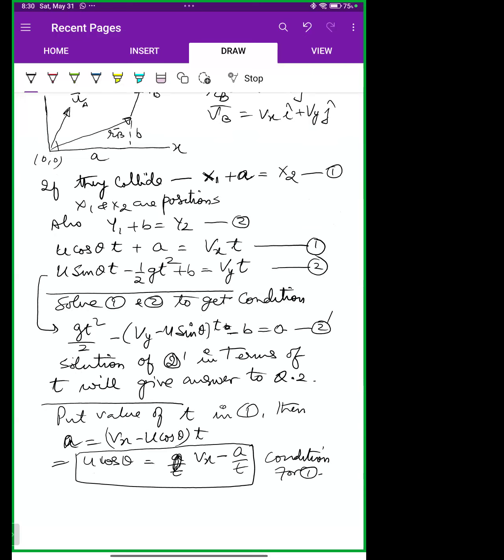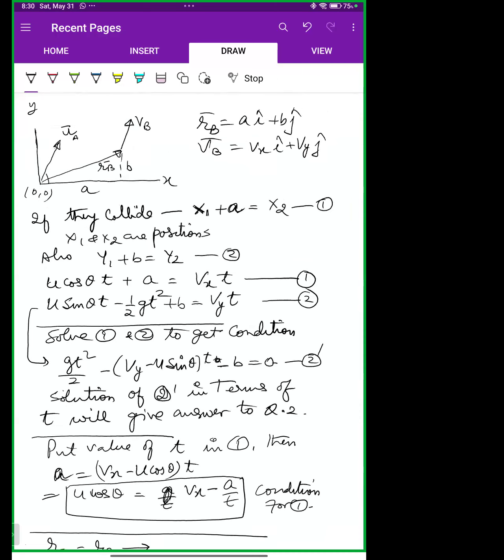R you can find. R1 is equal to R2. And what is R1?